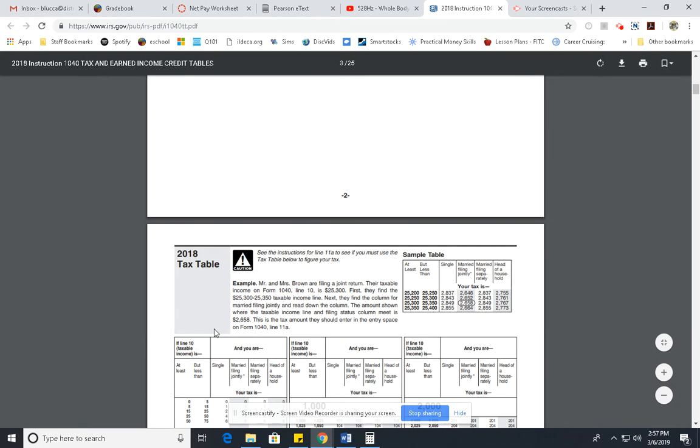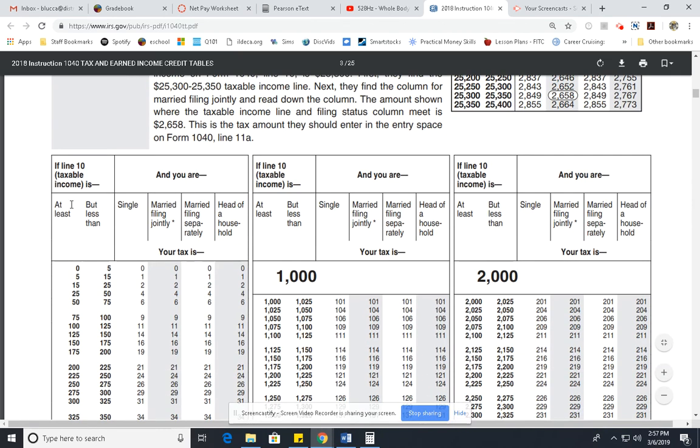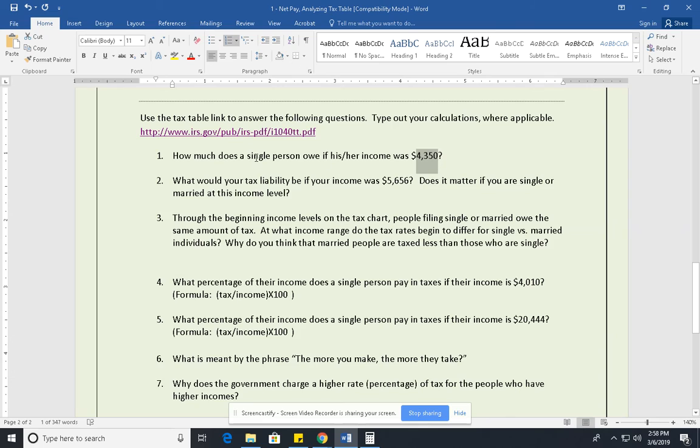So the way it works, I know it's kind of small, I zoom in here. Basically, there are ranges, at least this but less than this. Like at least $0 but less than $5. And then it depends if you're single or married. This is married people who file two separate returns. It's really rare. In some situations it works, you save some money that way. And then head of household, that's most commonly a divorced person, maybe a single parent with kids. All right, but anyways, we said we had 4,350 and we're single.